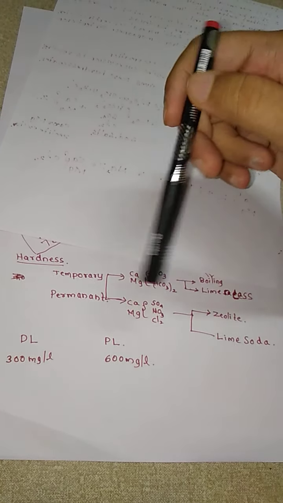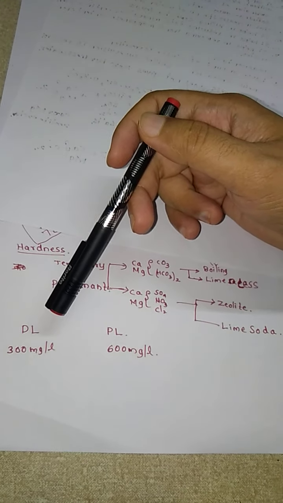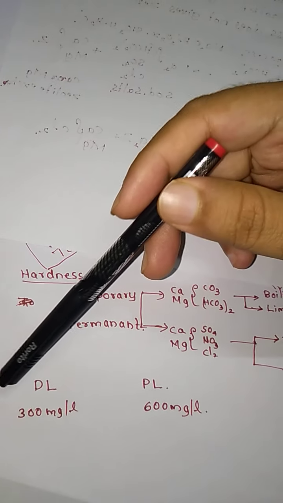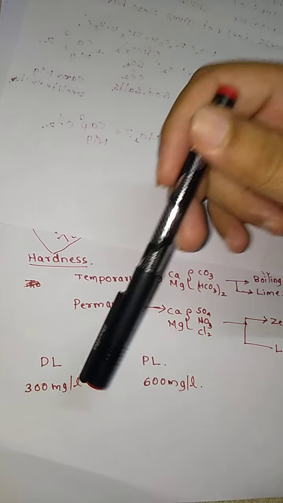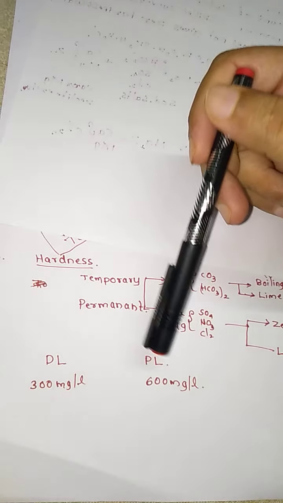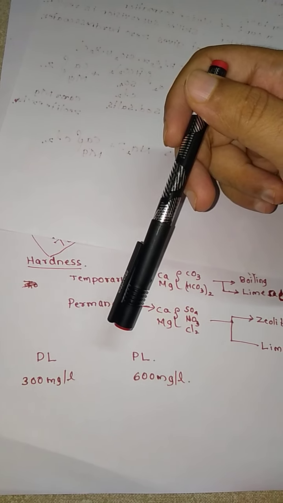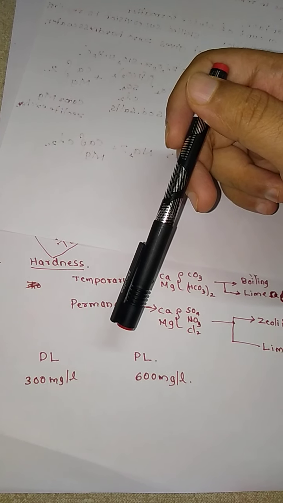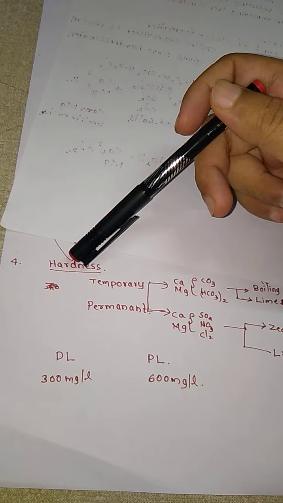We will just discuss the desirable limit and permissible limit. Our IS code suggests the desirable limit is around 300 mg per liter and the permissible limit around 600 mg per liter. Hardness creates different kinds of problems if it is more.